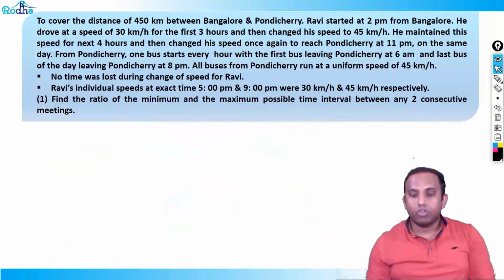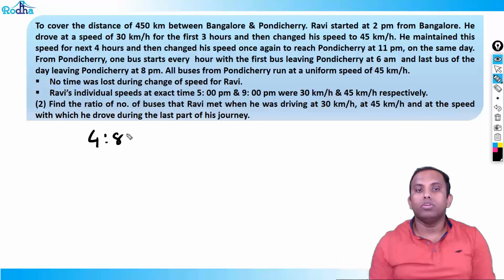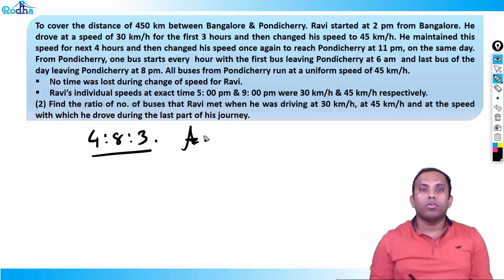So this is the next part of this question. What was it? Again, same thing. Find the ratio of the number of buses that Ravi met when he was driving at 30, 45, and the last speed was 90. So we just did it, right? 4 is to 8 is to 3. That is the answer for this question. Okay.